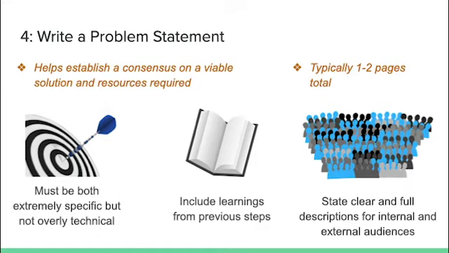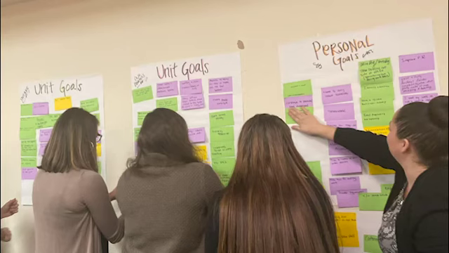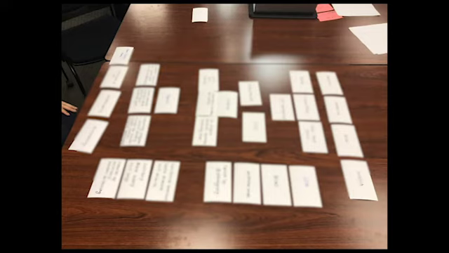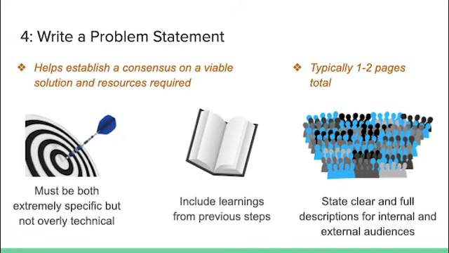Then the 4th step is you write the problem statement. This is a bit of art and science because it has to be extremely specific, but not overly technical. Meaning you can't use jargon, you can't use a lot of acronyms. Everything you've learned from your interviews, from talking to the problem champion, talking to those other SMEs, the key external users, all those interviews are going to go into helping draft that problem statement. Keep it to 1 or 2 pages and write it for an external audience that may not understand the nuances of your organization, but you want them to understand it well enough to go, oh, I see the problem you're trying to solve.